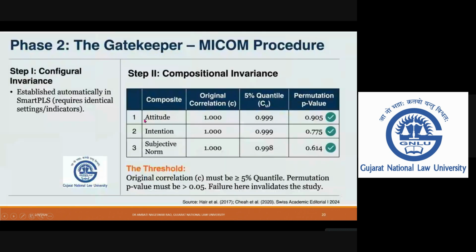Coming to step number 2, our correlation value should be close to 1. The original correlation must be close to 1, and the 5% quantile should also be close to 1. And our p-value should be greater than 0.05. It should be non-significant.